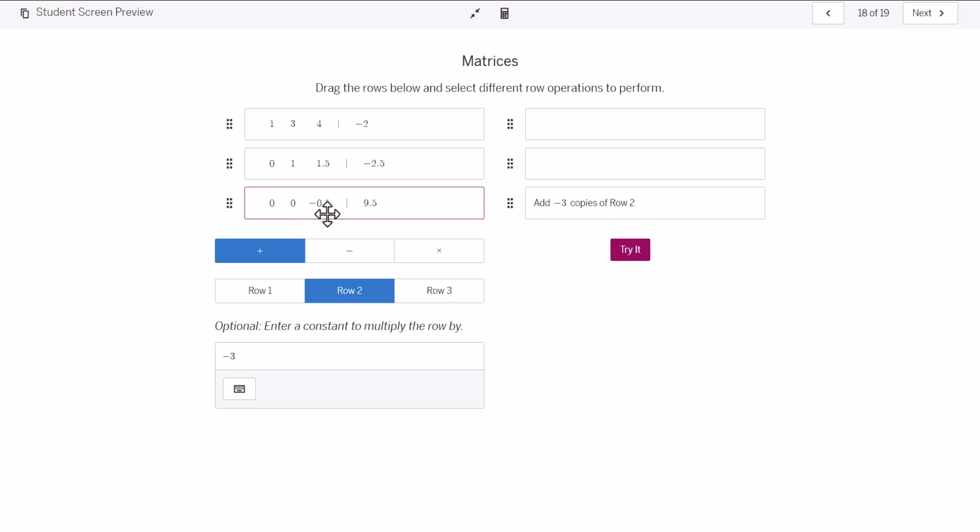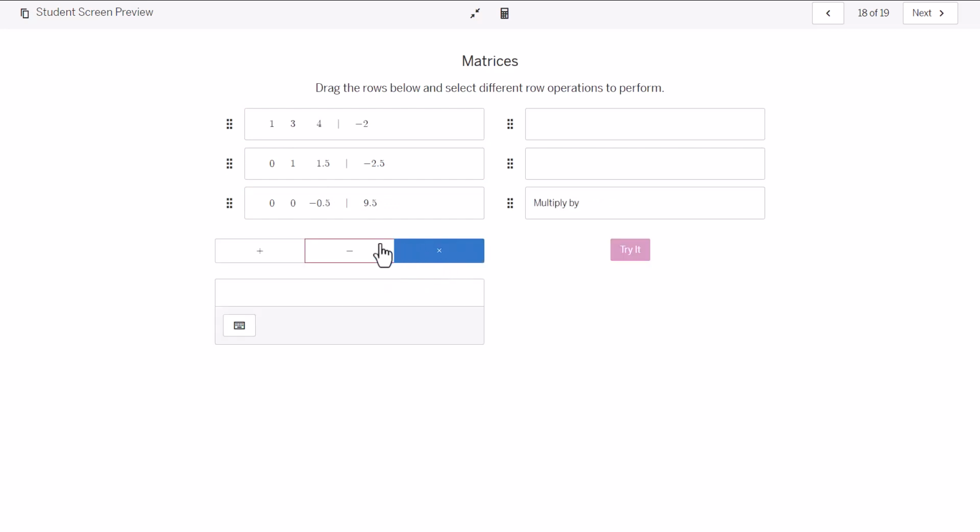Now I can see I'm pretty much home free with solving for, if this is x, y, z, that I can take row 3 and I can multiply it times -2, because -2 times -0.5 would give me a 1. And now I see my answer is z is -19. All right, continuing right along.